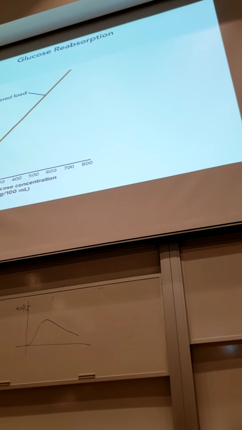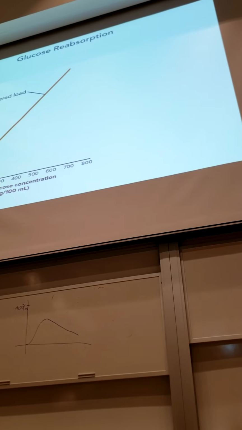What do we mean when we say the filtered load of glucose? Let's put it in plain terms. What does it mean to have a filtered load of glucose? What are we asking? How much what? Yeah. How much glucose, in milligrams, is going to be filtered at the glomerulus, or all of the glomeruli together, right? The whole filtration membrane. So, how much is that?